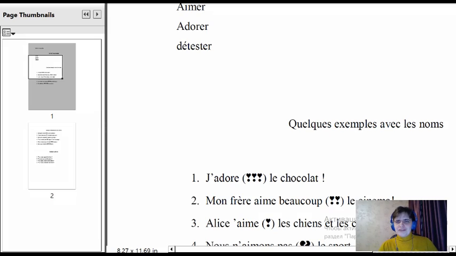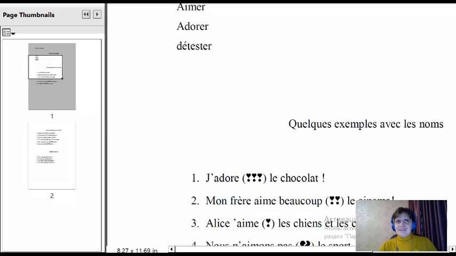Anyway, I've put 3 hearts next to the verb adore, j'adore, because it is probably the strongest emotion when you want to say that you love something a lot, you love something very, very much. You could use the verb adore. And by the way, j'adore is a Christian Dior perfume for women. So check it out if you don't know it. It's great.